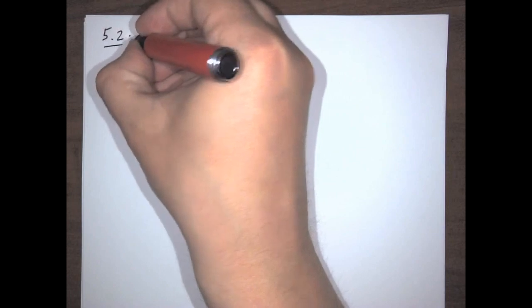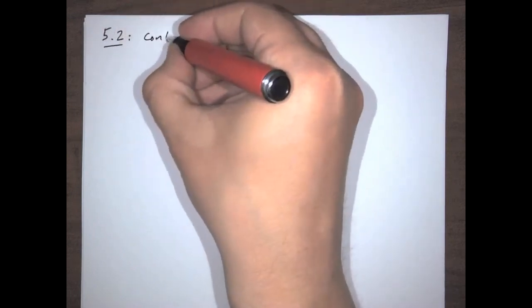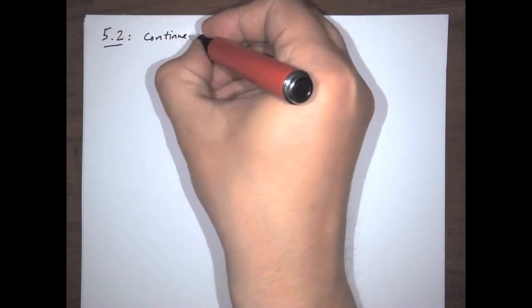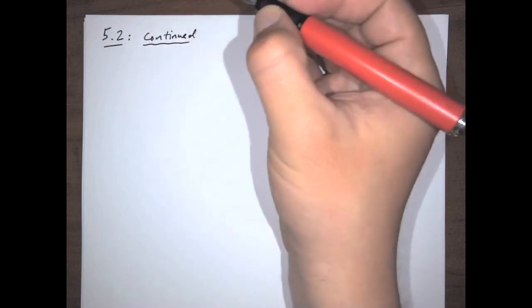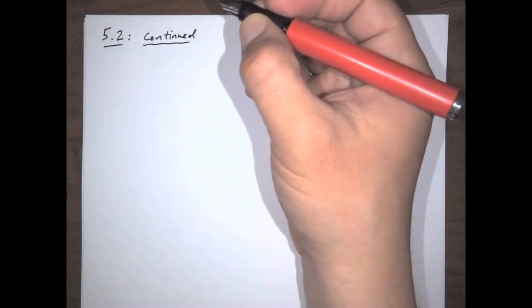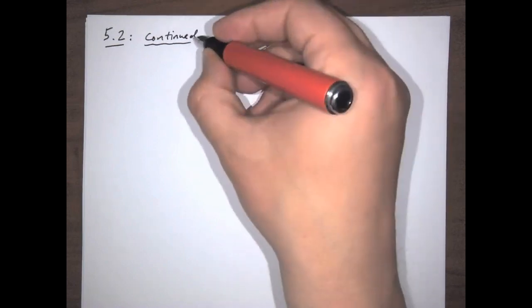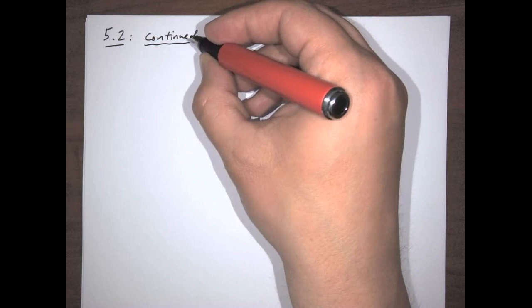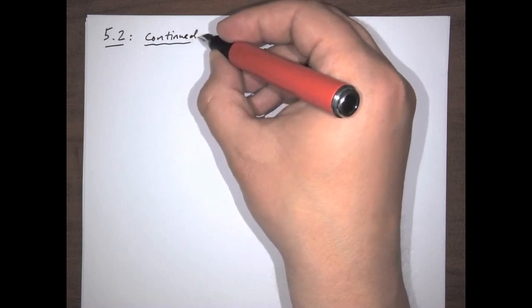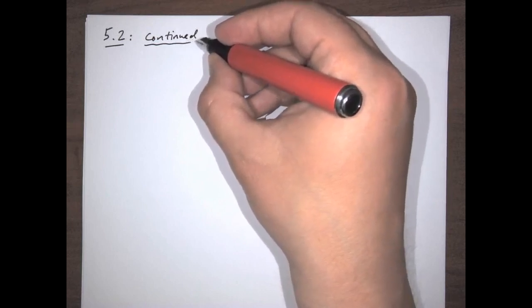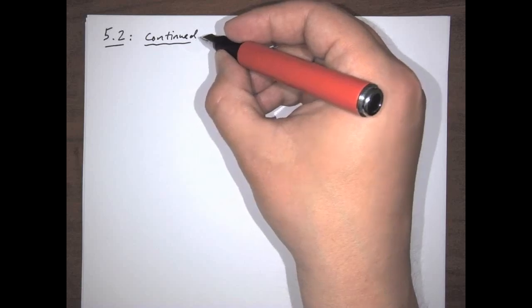What we're going to do today is finish up 5.2 and then also cover 5.3. So 5.2 continued. When we last looked at 5.2, we looked at the formulas of polynomial functions, and we were able to, from them, figure out what the end behavior would be. Also, to figure out what the intercepts would be.